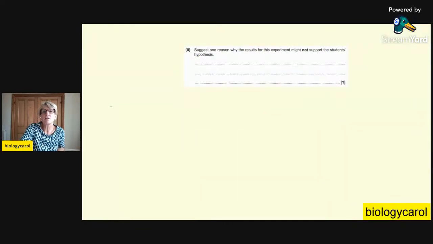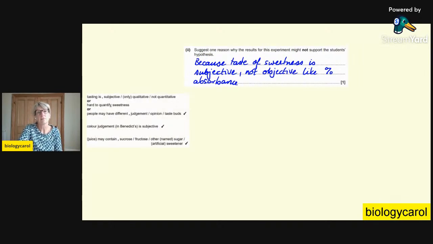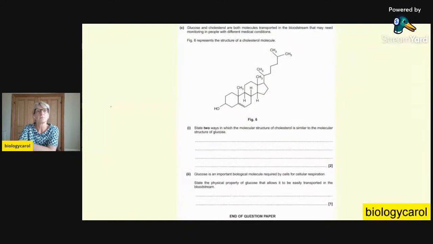Suggest one reason why the results of this experiment might not support the student's hypothesis. Classic answer here, because taste is subjective. What colour we see things are subjective. How we taste things are subjective. How we hear things is subjective. Everybody sees, hears and tastes things slightly differently. It's not objective. It can't be given a number that will always be the same. So subjective, another really useful word to know how to use in exams. So got the mark there.